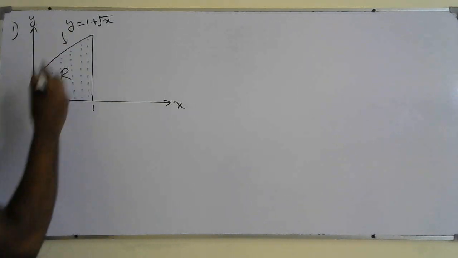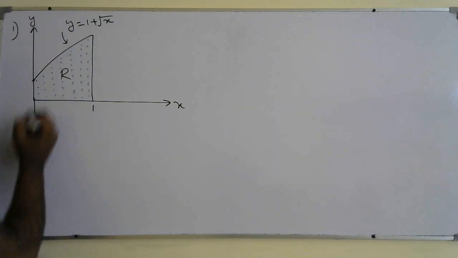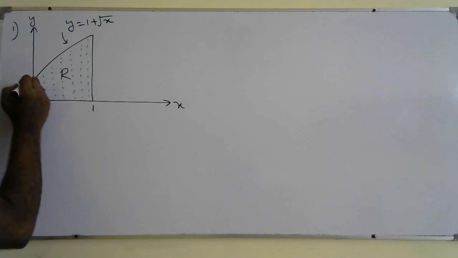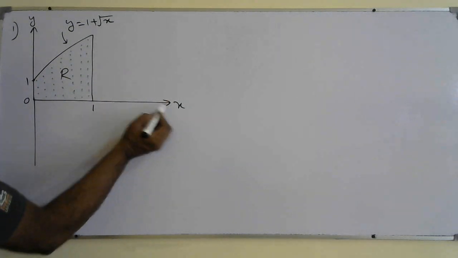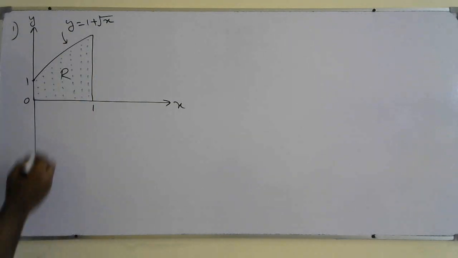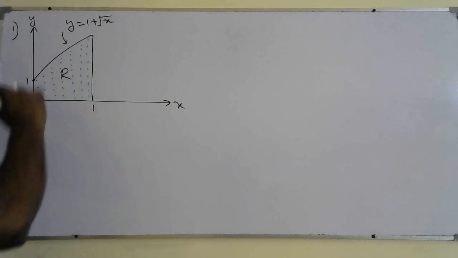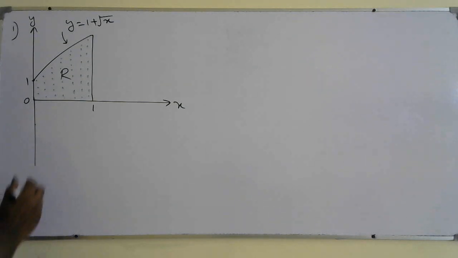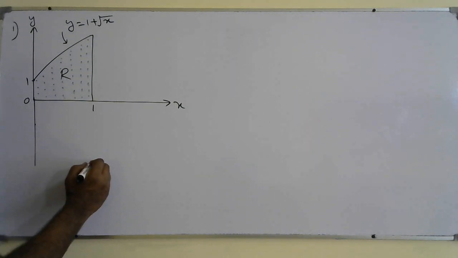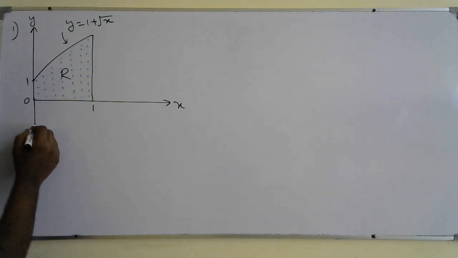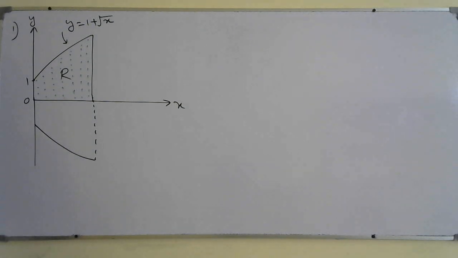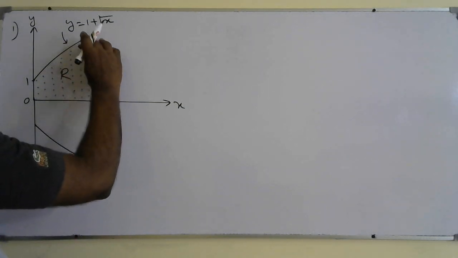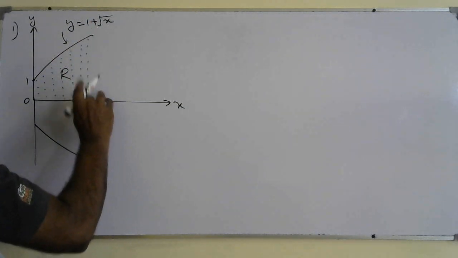So same mirror shape. So we can find this value: when x equals 0, y equals 1. If you substitute at the origin, when you put x equals 0, y equals 1. So here that's going to be 1 again. Here we don't need that value. So it's going to be a region something like this. So when it is rotated, you will get a solid, something like this shape.